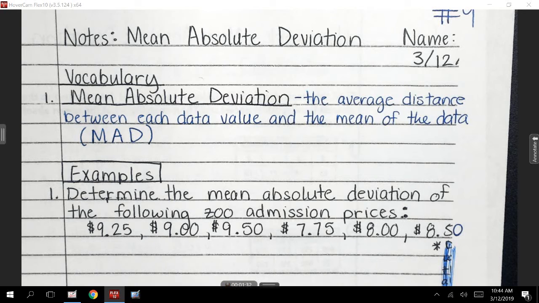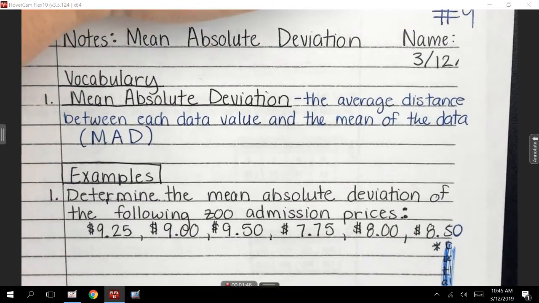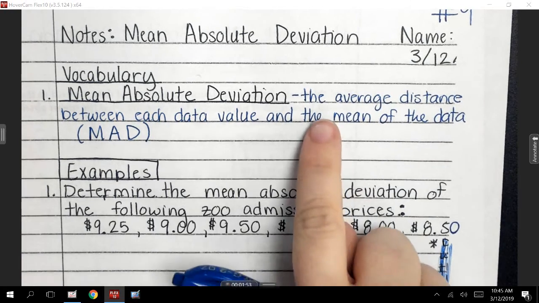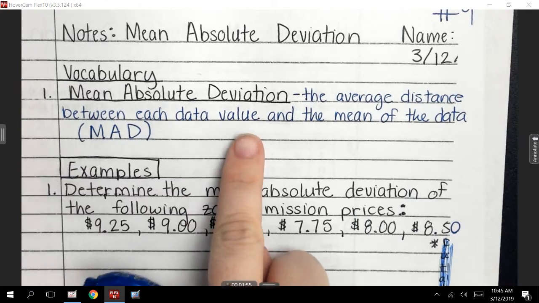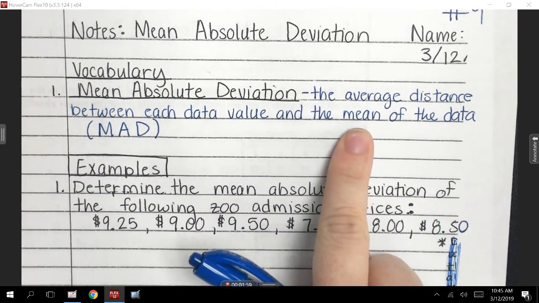Mean absolute deviation. All right, so I want us to break this down a little bit. The average distance between each data value and the mean of the data, that's a lot going on. So let's start off with this in parts. You see where it says the mean of the data? So guys, what do you think I'm going to need to know? If it says we need the average distance between each data value and the mean of the data, what am I going to need to know? I need to know the mean.